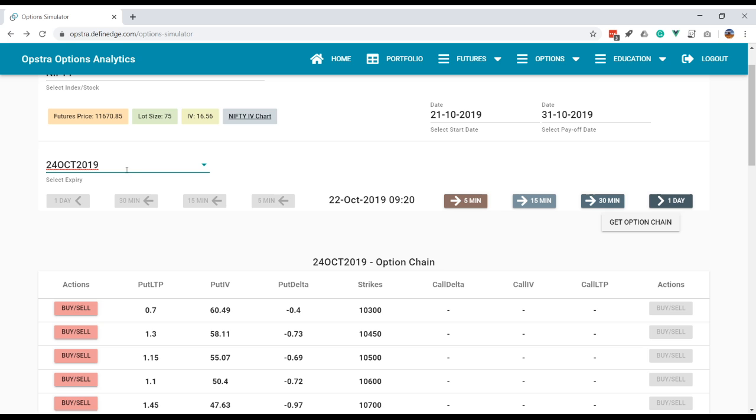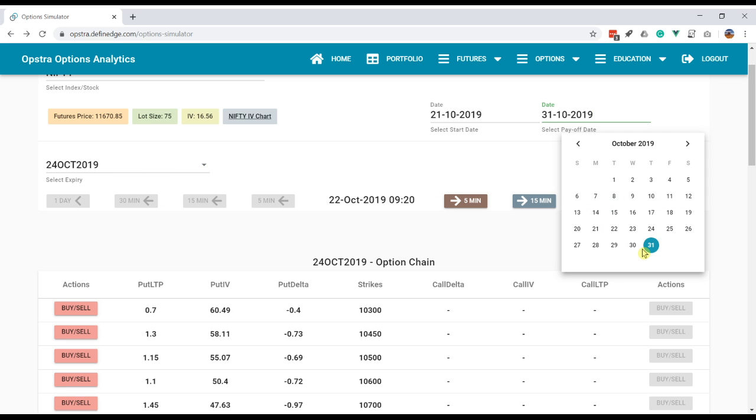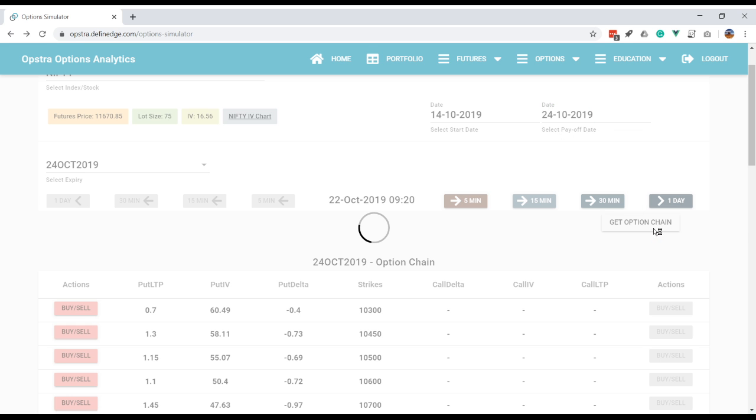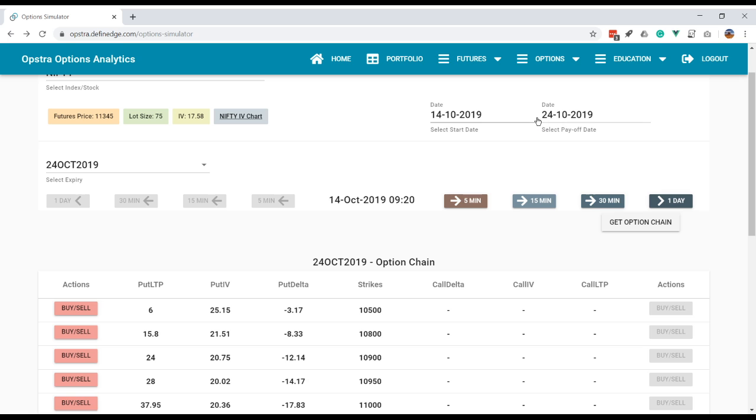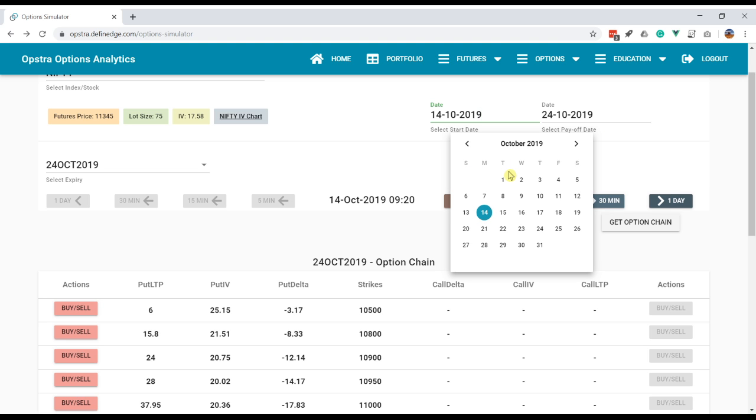So once you select your expiry, you have to then change the payoff date accordingly. Your payoff date cannot be greater than your selected expiry. So we will choose 24 October as our payoff date. Once you choose the payoff date, it automatically changes the start date to 10 days earlier than your payoff date, just to make it easy. But you can change the start date at any time. For example, in this case we will stick to 14th October because the weekly options are not liquid beyond 10 days. If it were a monthly expiry, maybe you could have selected 1st of October. But since this is weekly expiry, we'll choose 14th October, which is Monday.